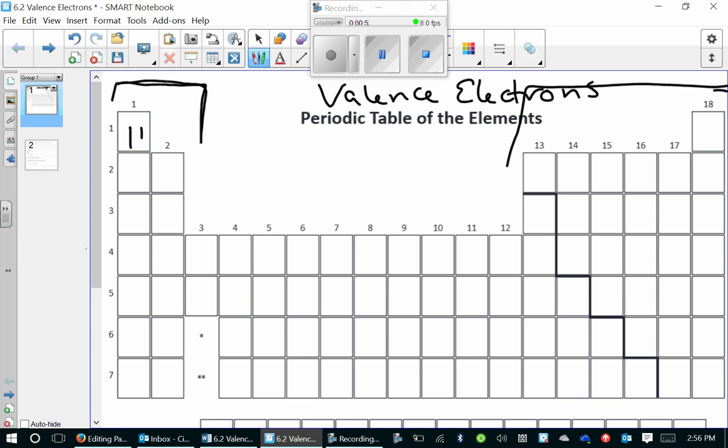So we start with hydrogen. Hydrogen has one valence electron. Then we move to helium. Helium has one more. It has two. Okay. Helium and hydrogen are a special case.